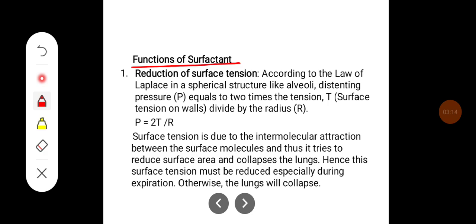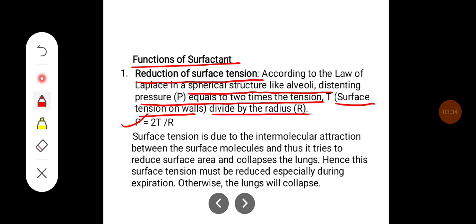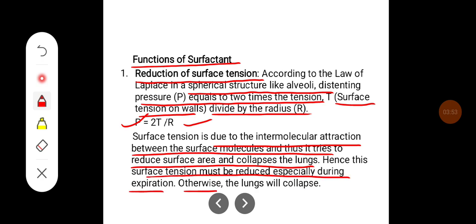Functions of surfactant. It is important for reduction of surface tension. According to the law of Laplace, in spherical structures like alveoli, the distending pressure equals 2 times the tension, T, which is the surface tension on the walls, divided by the radius. So the pressure is given by P = 2T/R. Surface tension is due to the intermolecular attraction between the surface molecules, and thus it tries to reduce surface area and collapse the lung. Hence, this surface tension must be reduced, especially during expiration, otherwise the lung will collapse.